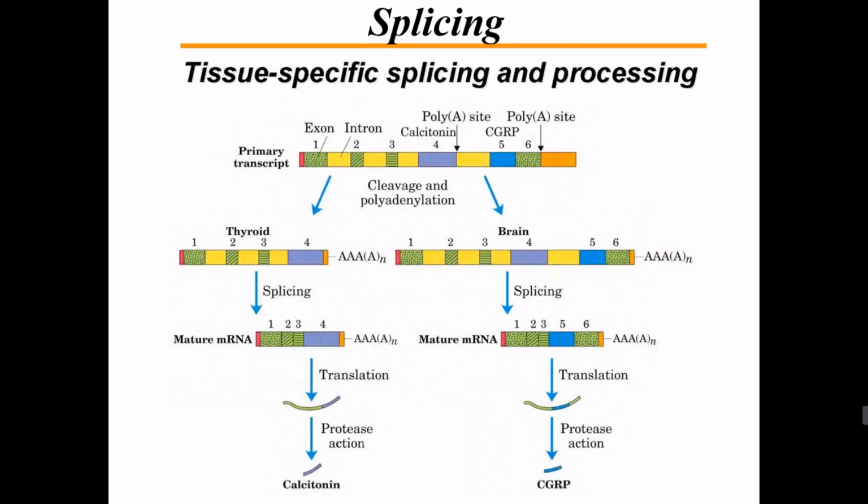Okay, so let's talk about tissue-specific splicing and processing. Okay, and we're also going to focus on two different proteins as well in this slide. And one of them is calcitonin, which is depicted down here. Calcitonin is responsible for regulating, just write this here, regulating calcium and phosphorus metabolism.